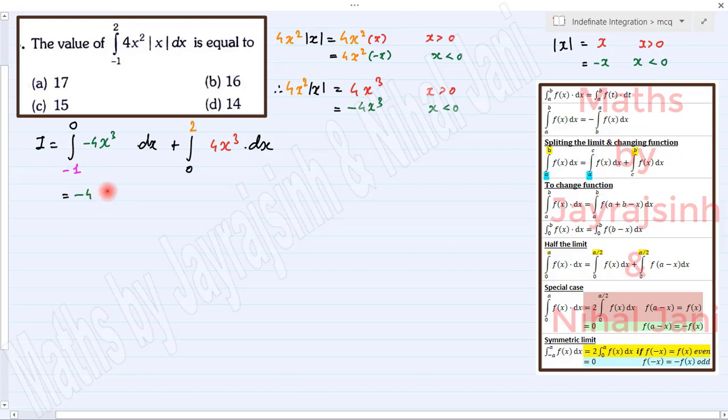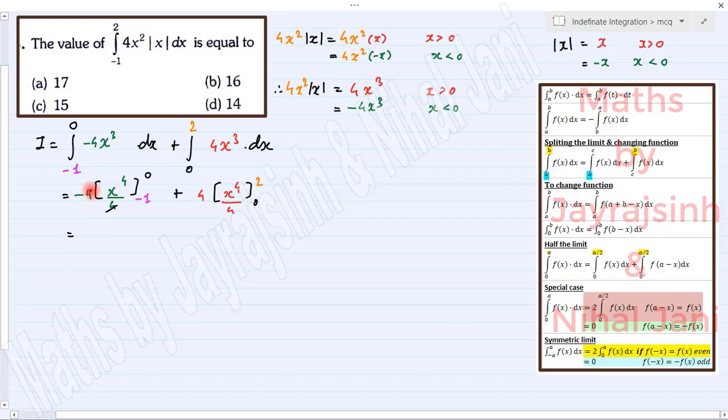-4 will be as it is. Integration of x cube will be x raised to 4 by 4. Limit is from -1 to 0. Similarly, in the second term, 4 will be as it is. Integration of x cube will be x raised to 4 by 4. And the limit is from 0 to 2.